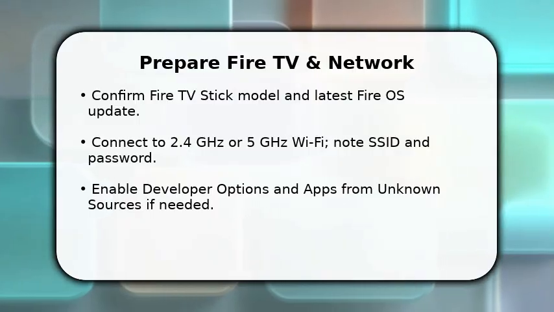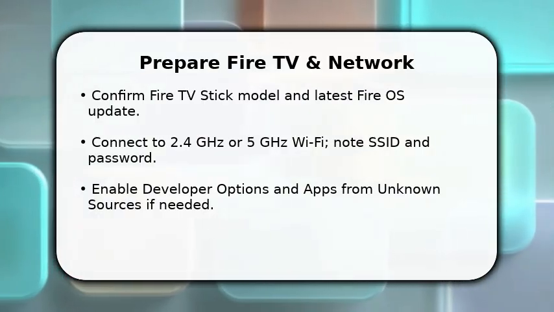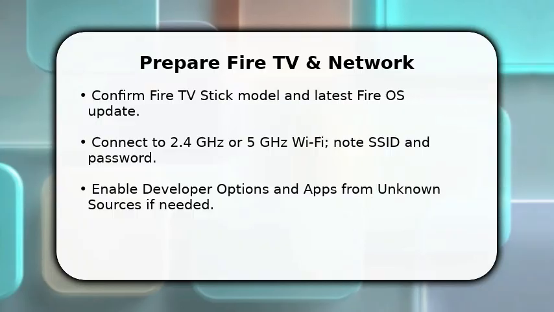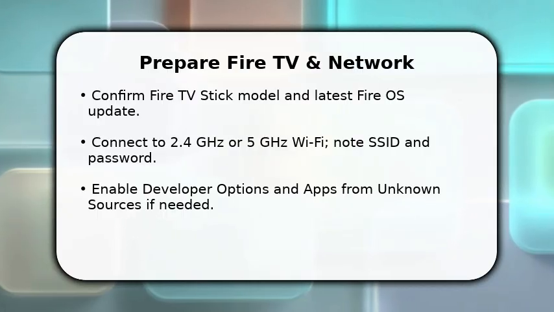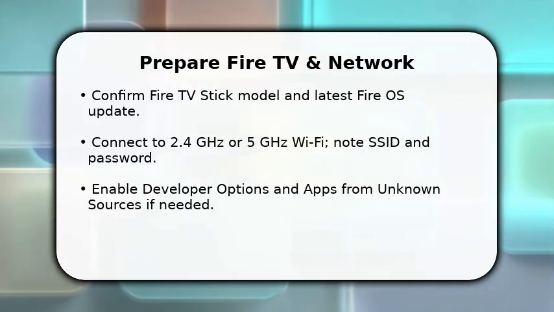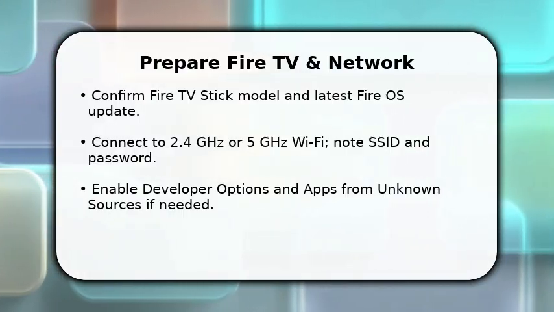You start by verifying the Firestick is updated and on the same network as your router. Once done, open Settings and connect to your chosen Wi-Fi band, entering the SSID and password. Make sure developer options are enabled when you plan to sideload apps. This allows installation steps beyond the App Store.